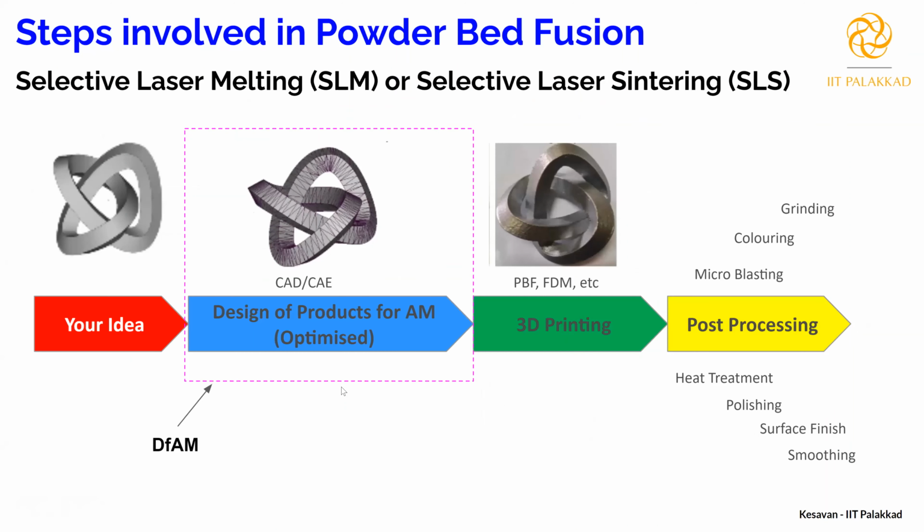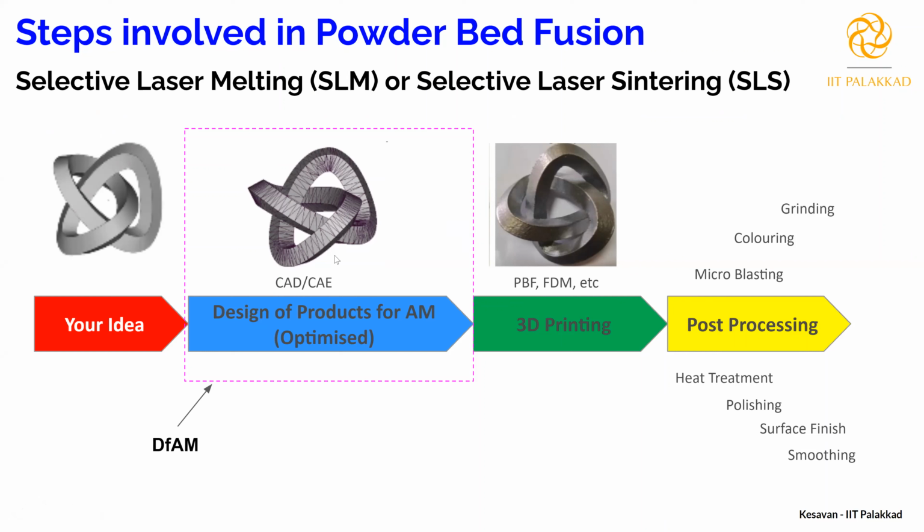I have simplified all those processes into three. Basically you have your idea, you put it on paper, or you convert it into CAD. So this is your CAD model now. You need to ensure the model you have created is optimized. When I say optimized, I mean whether the component is optimized for weight, for the surfaces, and several other features. So this is where design for additive manufacturing comes into the picture.